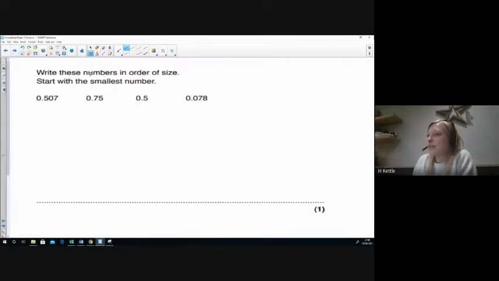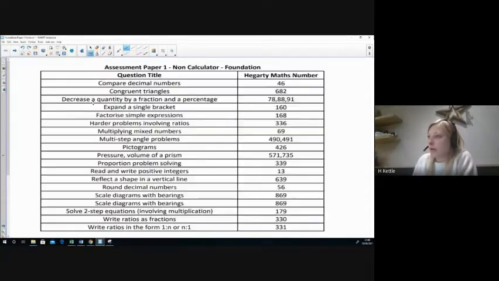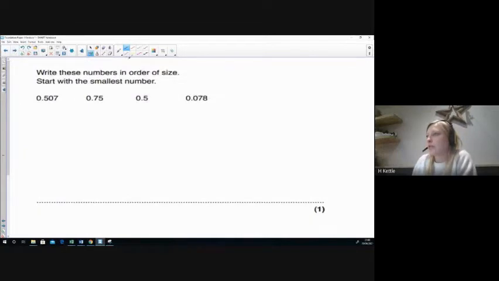Okay, first we've got to write these numbers in order of size, start with the smallest number. So I'm going to do a question for each of these objectives that you'll see on the paper. We've got the Hegarty numbers here if you did want further practice, but hopefully this will help you to go through them. So firstly, we're ordering numbers. So we're going to start with the smallest number.